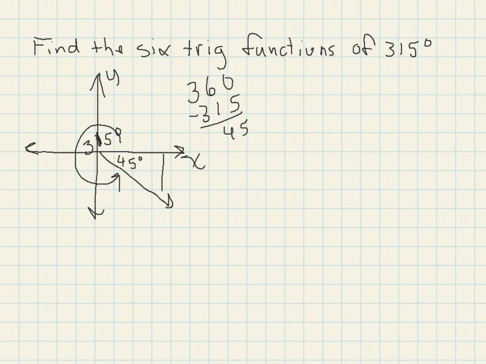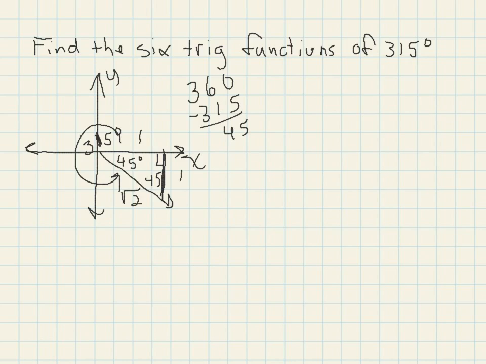If we draw a line from the terminal side back to the positive x-axis, we'll find that makes a 90 degree angle, giving us a 45 degree right triangle. We know from earlier lessons that the ratio of the sides of a 45 degree right triangle are 1, 1, square root of 2.